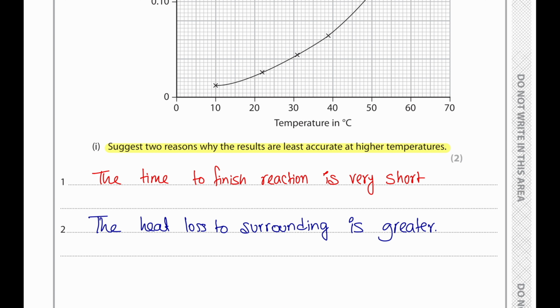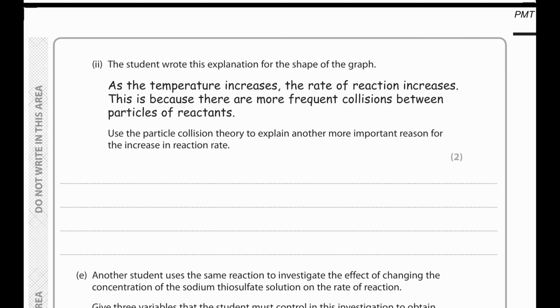The student wrote this explanation for the shape of the curve. As the temperature increases, the rate of reaction increases. This is because there are more frequent collisions between particles of reactants. Use the particle collision theory to explain another, more important reason for the increase in reaction rate.